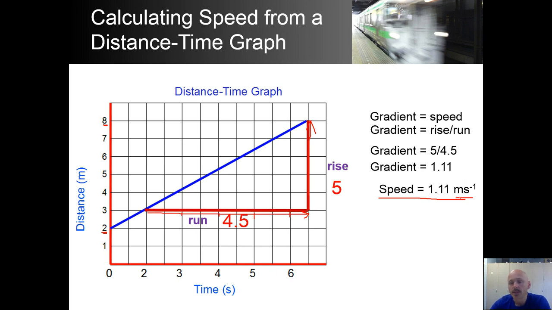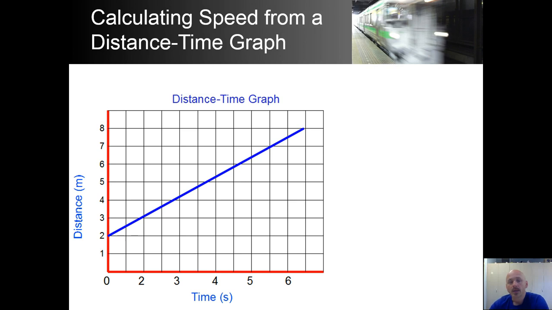The reason we use meters per second is because we've got a distance that's in meters and a time in seconds. If the graph was kilometers for distance and for time we had hours, then our answer would be kilometers per hour.